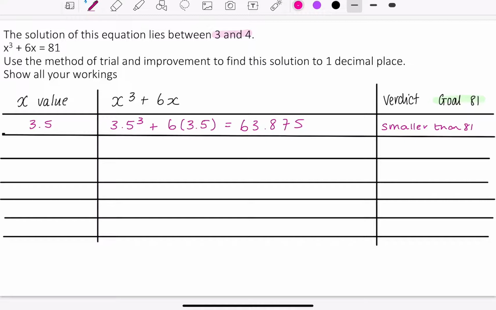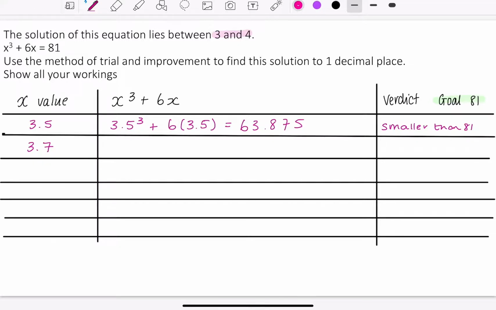So rather than jump to maybe 3.9 straight away, I'm just going to jump up a little bit. So I'm going to go to 3.7. If this is then too big, I'll try 3.6. It doesn't matter if your x values jump around a little bit, as long as they're sensible and within our range. There's nothing wrong with that. Just be mindful of the time you spend on this question.